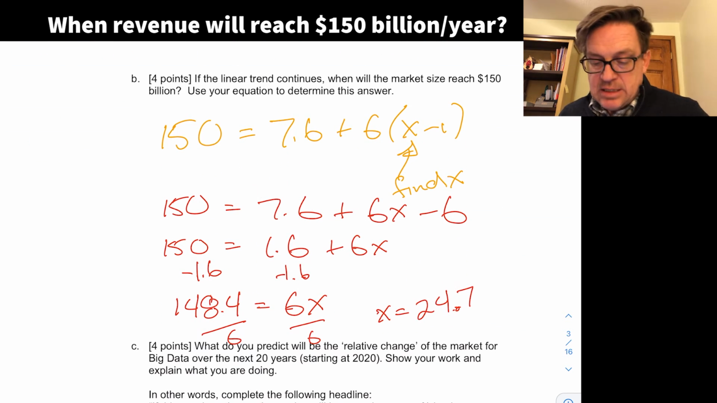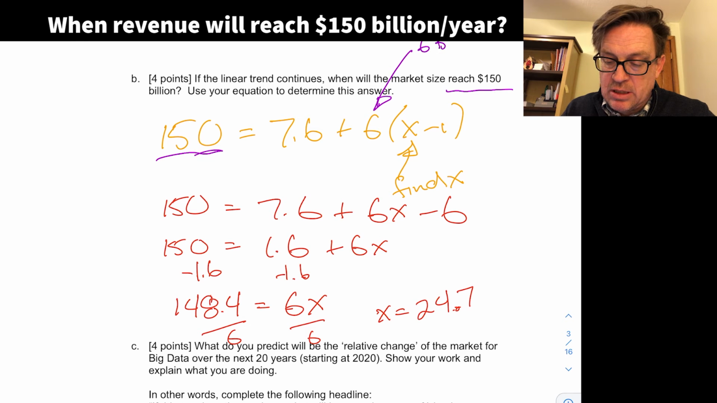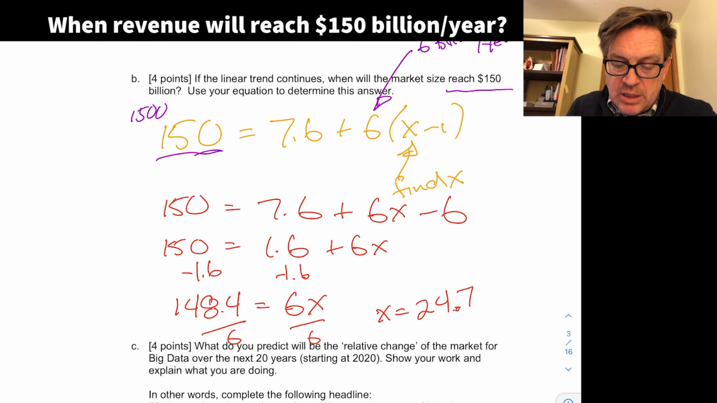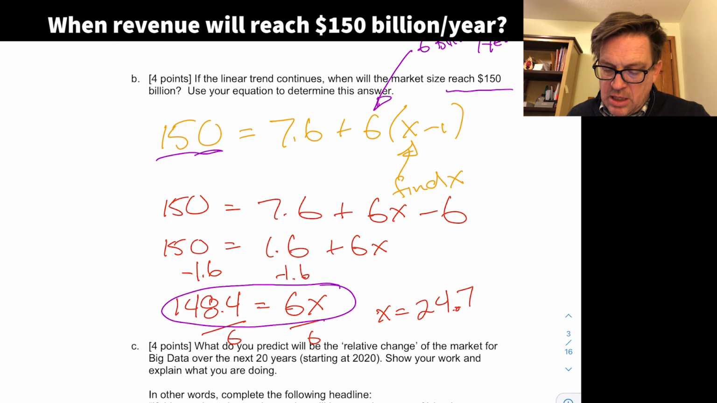Then they ask us, if that trend continues, so if we use that same linear equation, when will the market reach 150 billion? Well, we're already in billions. Our slope was billions of dollars, 6 billion per year. So we don't put 150 billion over here, we just put 150. And so we can solve and subtract 7.6. Then we distribute the 6 times x minus 1 over here.